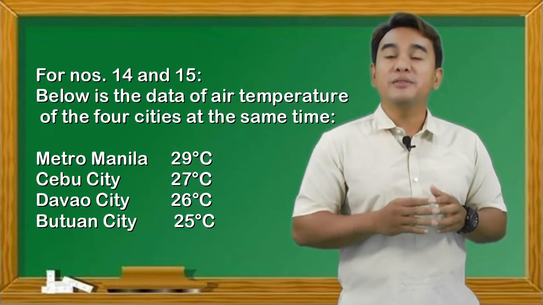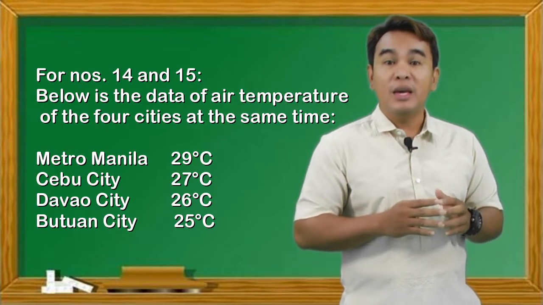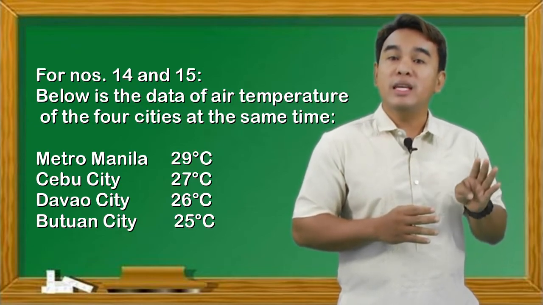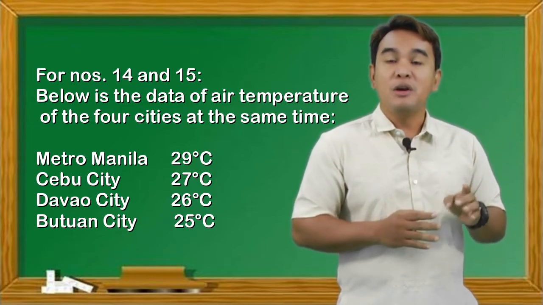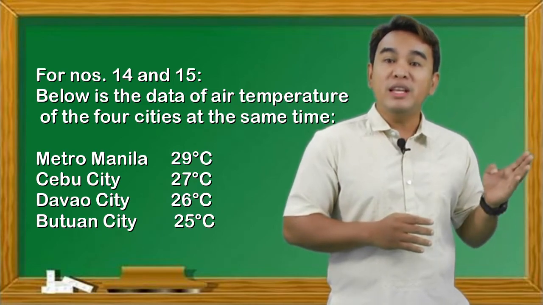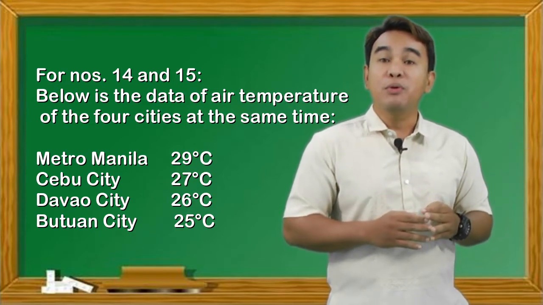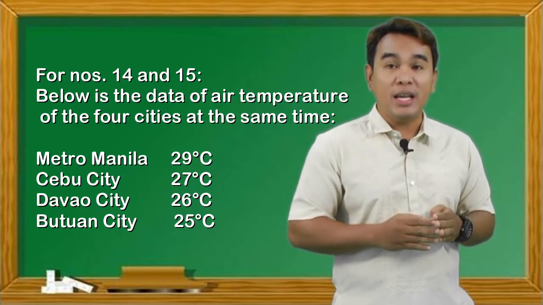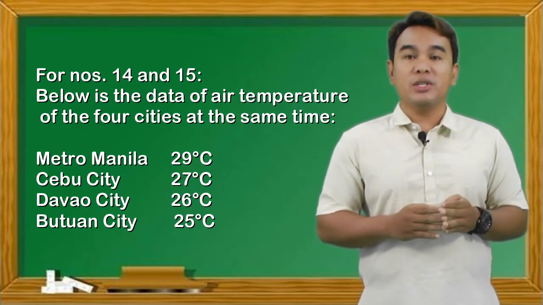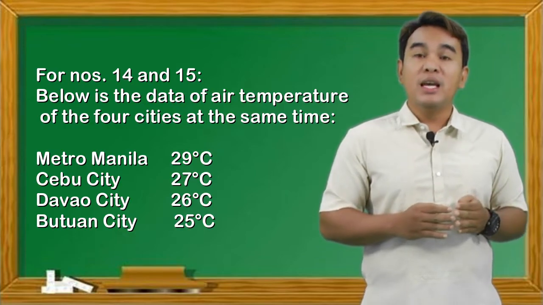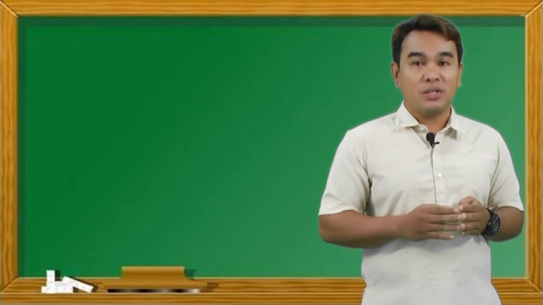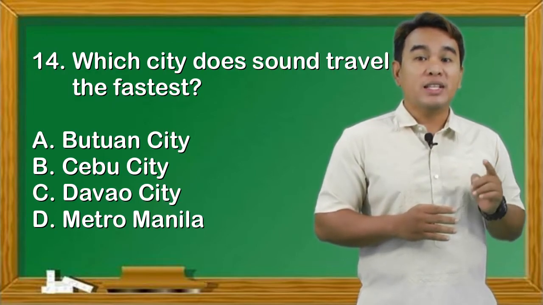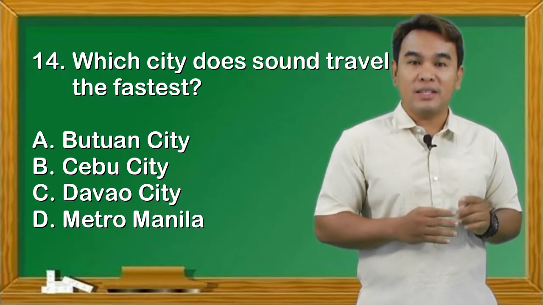For numbers 14 and 15, here is the data of air temperature of the four cities at the same time. For Metro Manila, 29 degrees Celsius. Cebu City, 27 degrees Celsius. Davao City, 26 degrees Celsius. And Butuan City is 25 degrees Celsius. Question: which city does sound travel the fastest?